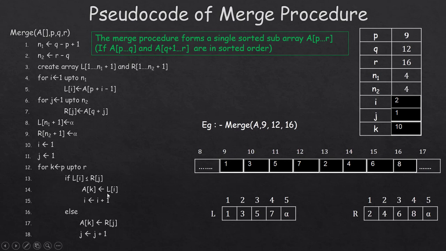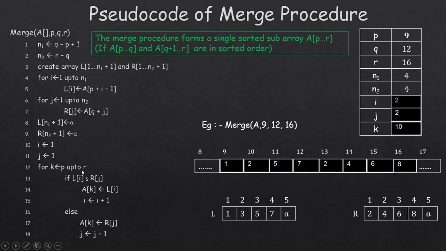Again I am comparing L of i and R of j. L of i means L of 2, which is 3. R of j means 2. So 3 and 2 is compared. 3 less than 2 is false, so this statement will be executed. A of k, that is A of 10, will be R of j. R of j is 2, so here 2 will be stored. And j value will be incremented. j becomes 2.